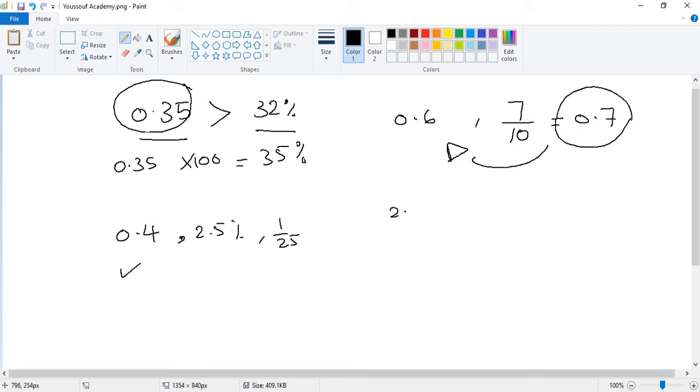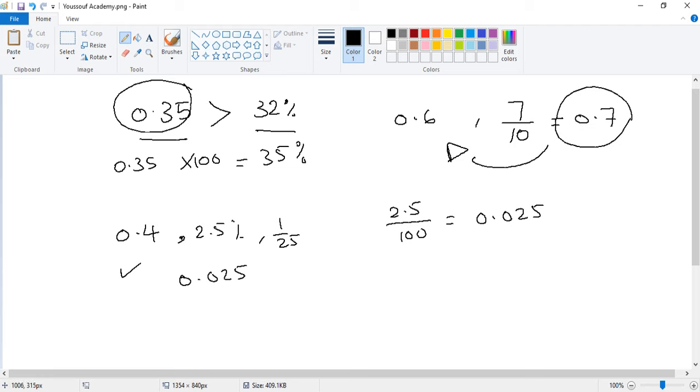2.5%, 2.5 divided by 100. So the decimal point is going to move twice. It will be 0.025. So it will be here, 0.025 as a decimal number.